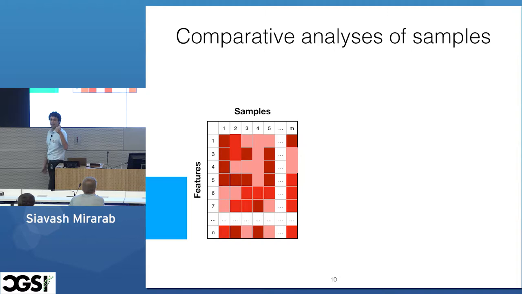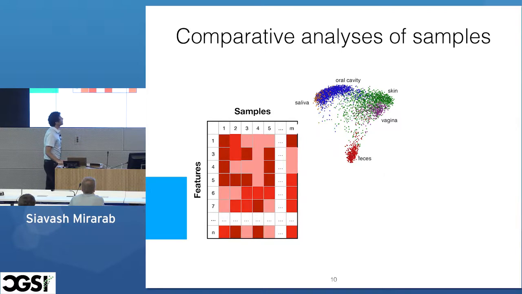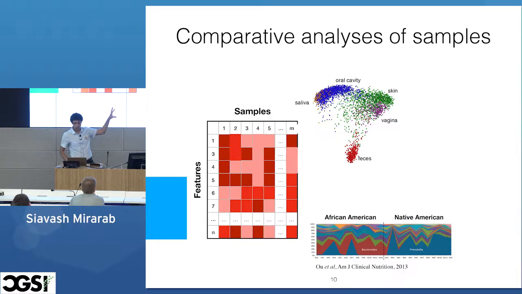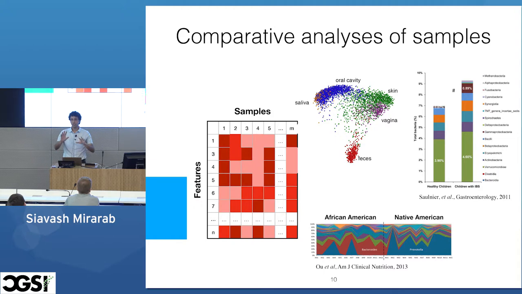Okay, so you don't have one sample, you have a collection of samples, right? So instead of a vector, now you have a matrix. And once you have this, you can, like I said, do all sorts of standard analysis. You can do clustering, and in this case, I think it's PCoA analysis, to see how samples from different body parts cluster. You could try to see the differences between different groups. So this analysis looked at African Americans and Native Americans and saw differences in the microbiome. Most interesting to this crowd is probably this kind of analysis where you take a bunch of healthy children, some with a disease, and you try to find differences in the signature of the microbiome between the two groups.